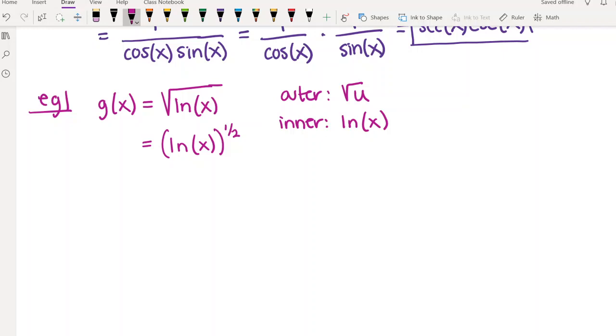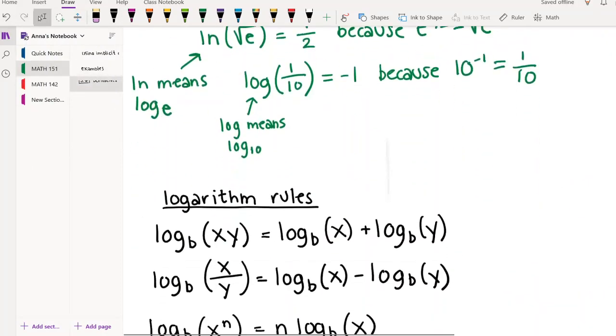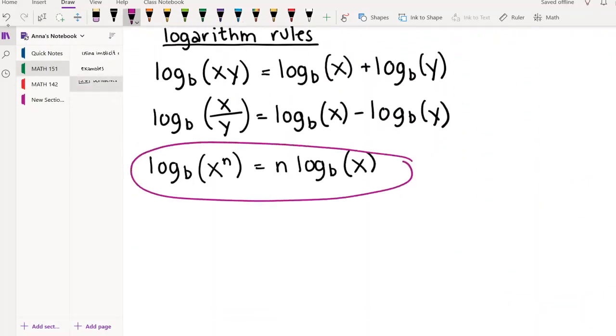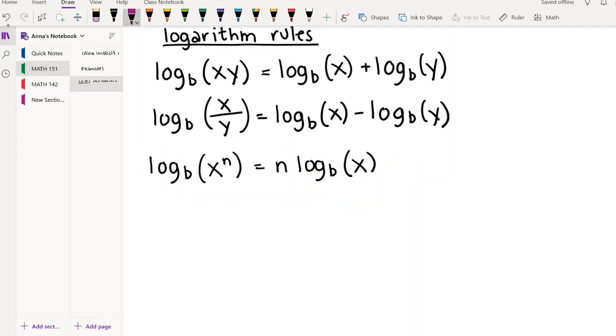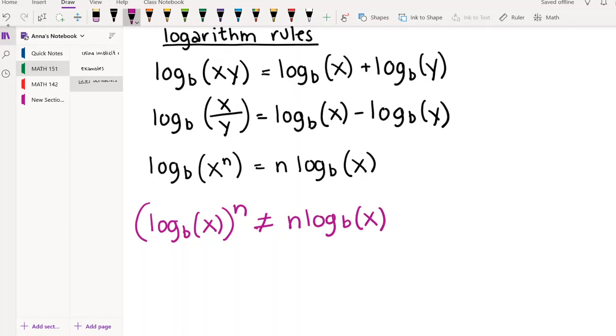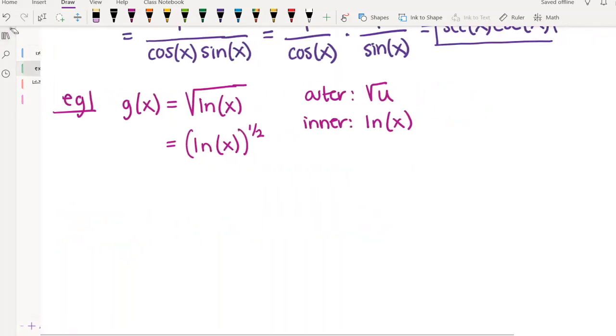And really quickly, I just want to point something out. What we have written here, you cannot use the power rule to bring this 1/2 down, or this rule. This rule is very specifically only for when you have an exponent inside the input. So it is not true that if you have log base b of x to the n, that is not the same as n times log base b of x. So just pay attention to where that exponent is, whether it's on the input or whether it's on the function as a whole. In this case, it's on the function as a whole.